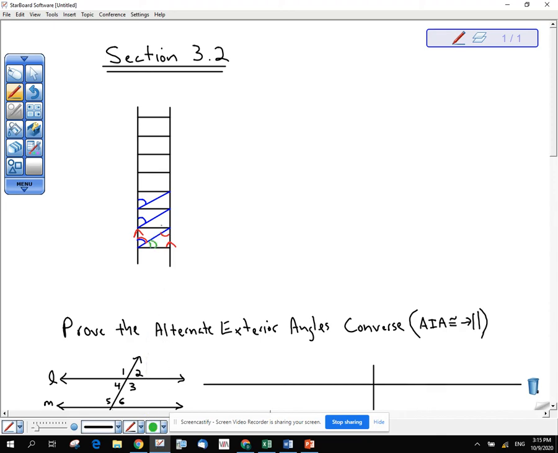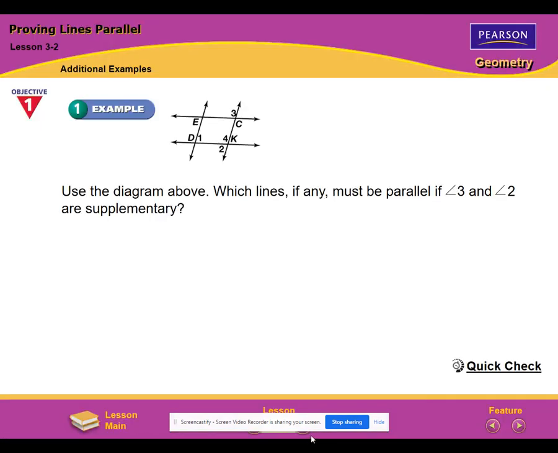This angle being congruent to this angle would imply that this is parallel to this. And we'll get more into that in an example here in just a few moments. Okay? So actually, let's do that now. Let's go to some examples. We'll come back and finish with the proof.